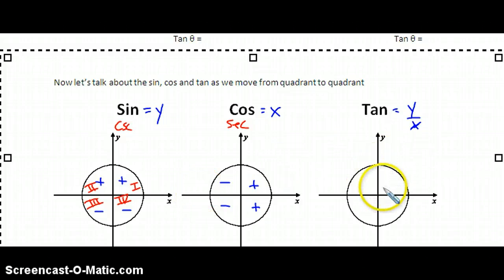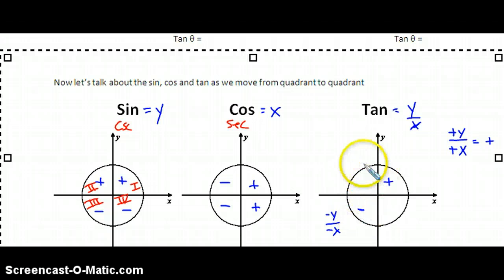Tangent's a little bit more complicated. When we think about the tangent, we've got a positive y in the first quadrant and a positive x, so a plus over a plus is equal to a plus. Really what I just did here is a positive y divided by a positive x, and that's going to give me a positive answer. That's why I'm getting that in the first quadrant. Likewise, in the third quadrant, I'm going to do negative y over negative x, and I'm going to get a negative answer here.